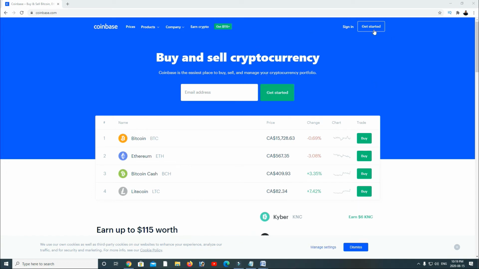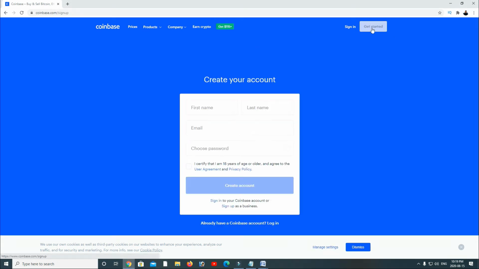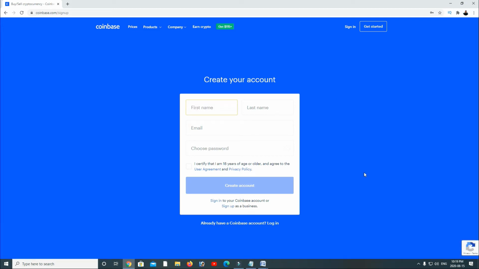To create an account, you must go to Get Started and simply type your name, last name, email address, choose your password and create an account. That's it. It's very simple. Next, they will ask for your phone number for two-step authentication. So you must provide your mobile number, and they will send you an SMS code. It's very safe and very reliable, so you can trust it.